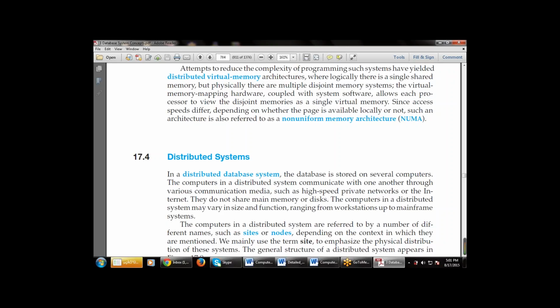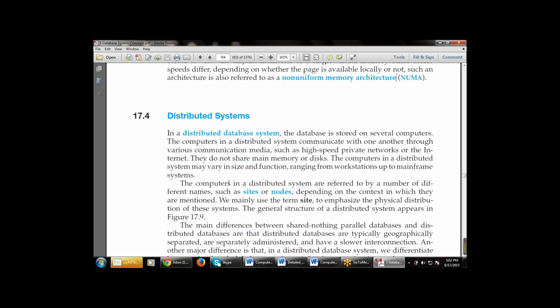The computers in a distributed system may vary in size and function, ranging from workstations up to mainframe computers. A workstation can be connected to a network, and a mainframe is a system available for the interconnection of the network. The computers in a distributed system are referred to by a number of different names, such as sites or nodes. We generally use the term site to emphasize the physical distribution of these systems.